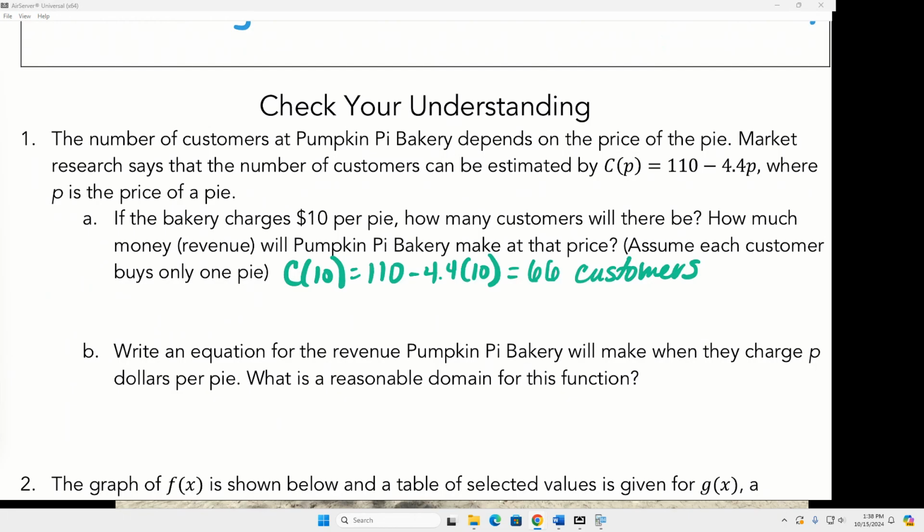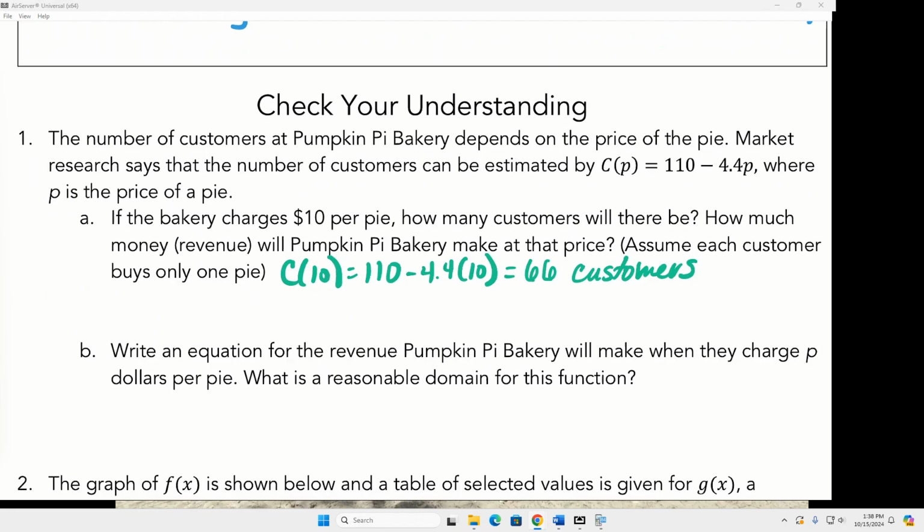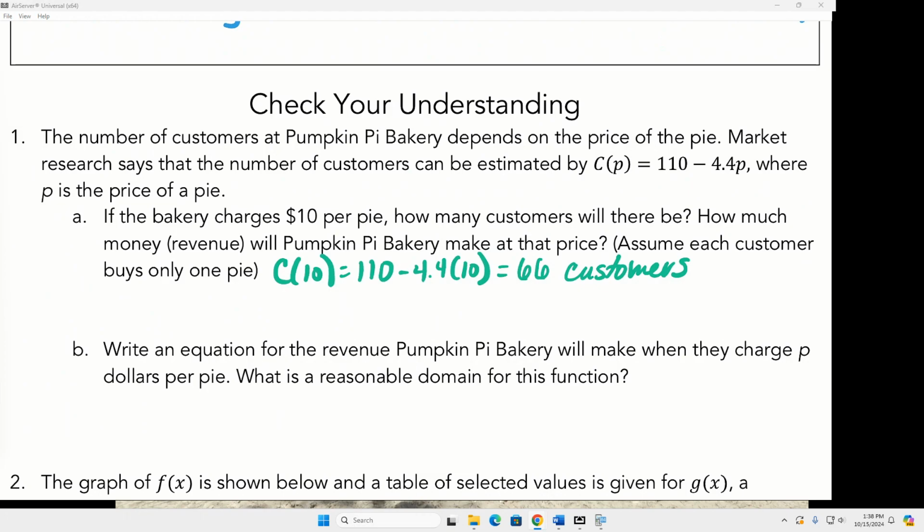Right, and the second part says how much money or revenue will Pumpkin Pie Bakery make at that price if you assume each customer only buys one pie? So if each customer only buys one pie, how many pies are they going to sell? 66. And how much are they going to charge per pie? $10. So that's going to be $660 in revenue.